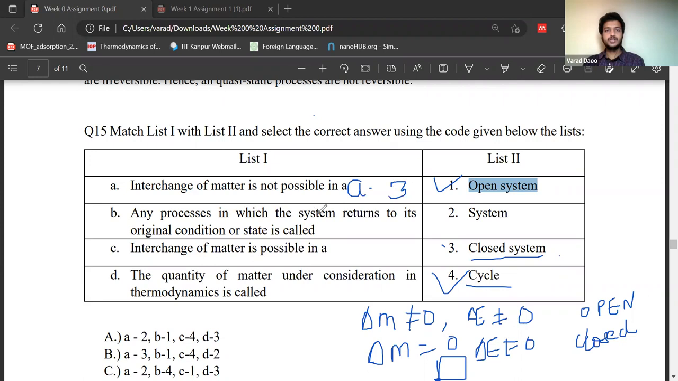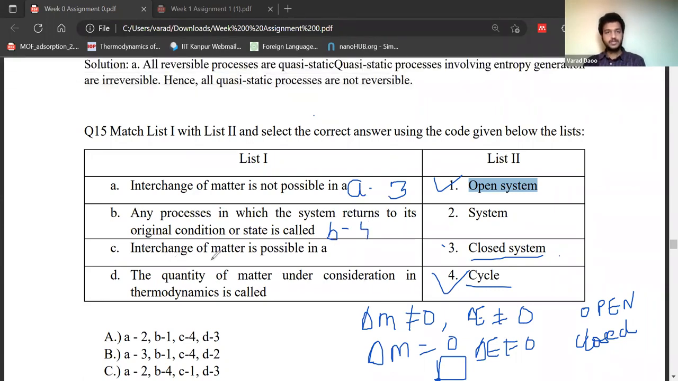Any process in which system returns to its original condition or state is called a cyclic process. That means B answer is 4. Okay. B will line up with 4. Interchange of matter is possible in an open system, right? That means C is 1. The quantity of matter or quantity of space under consideration in thermodynamics is called, you guessed it right, system. That means D is 2. So we have A is 3, B is 4, C is 1 and D is 2.